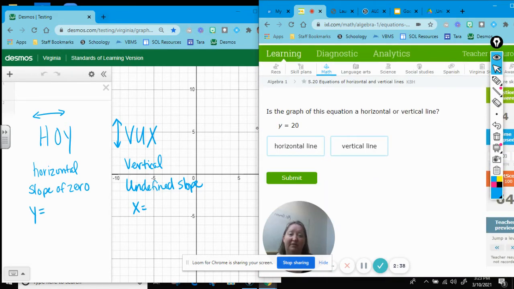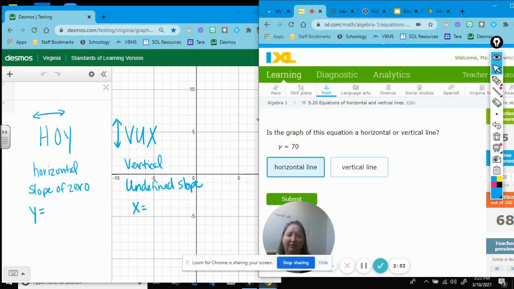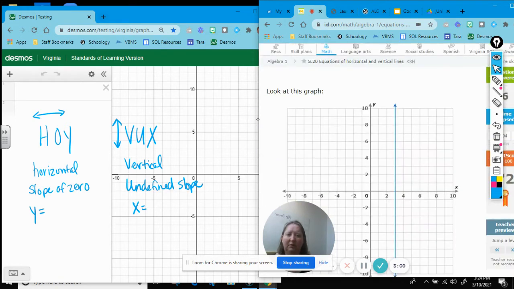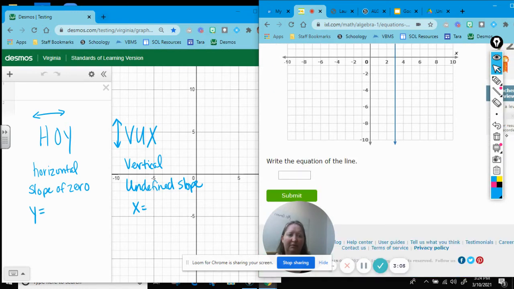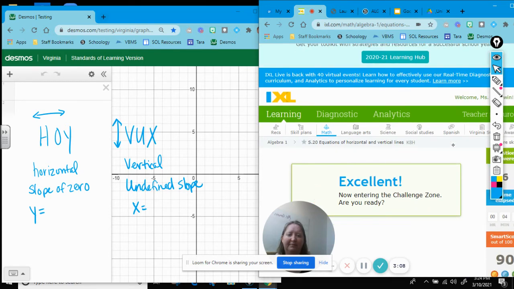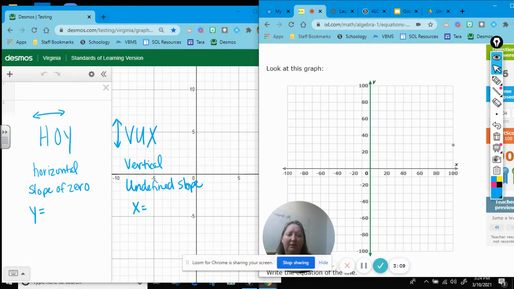Okay, is this horizontal or vertical? It's a y is equal to. So I come over here, I see that HOY, or y is equal to, is going to be a horizontal line. So clearly that's going to be horizontal. Hopefully they'll show us a graph here of a horizontal. Oh my goodness, so many vertical lines. Maybe if I jump ahead. Oh, this is a good tricky one. Where's the line? Where's the line?